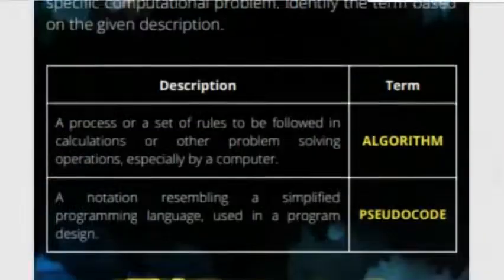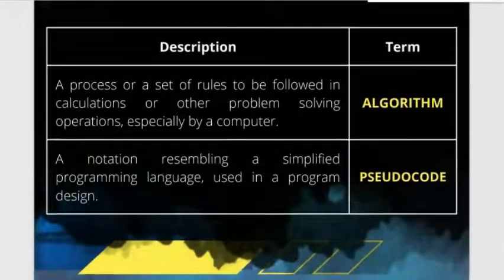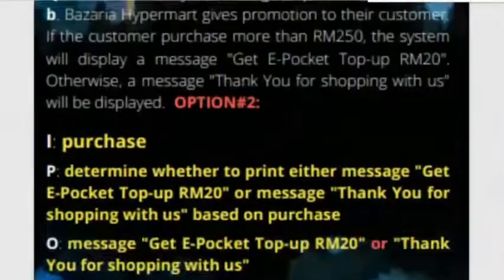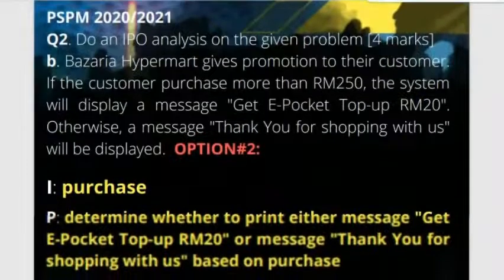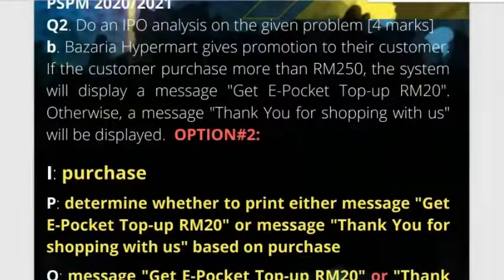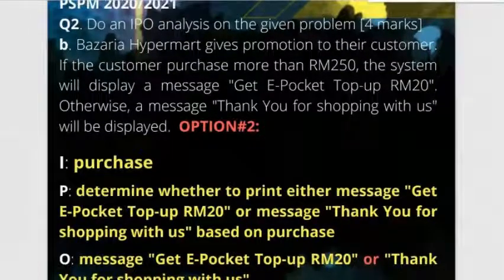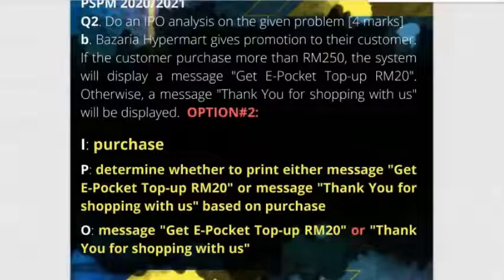Okay, the next question is, this is question 3, I'm sorry, question 2. All right, so this is how you answer in the exam. The question is do an IPO analysis. So you know that you need to do input, process, output on the given problem.